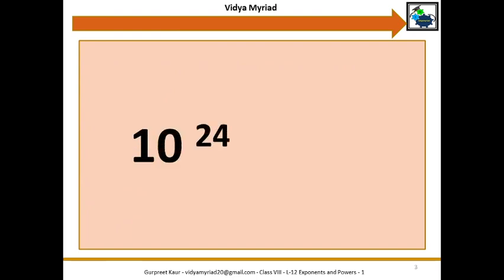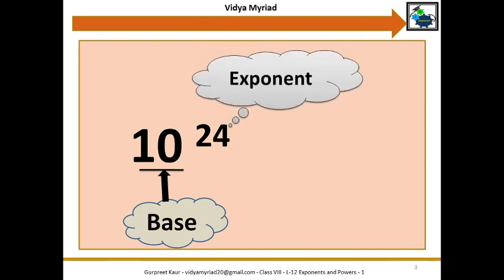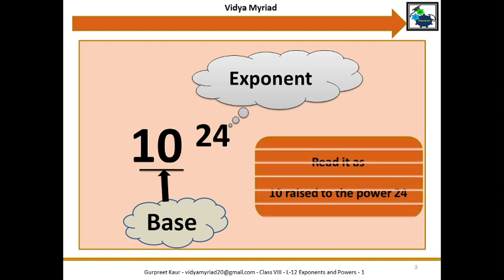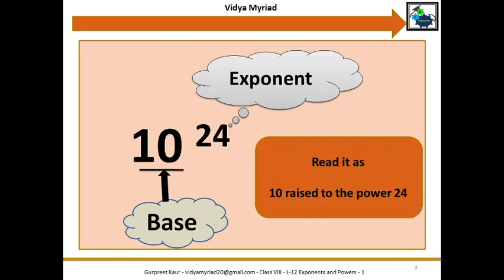Now if you look here, it is written 10 and 24. This 24 is a little on the upward side. So if I want to know what is 10 and what is 24, see that 10 is the base of a number and 24 is known as the exponent or power. Now how am I going to read this? It will be read as 10 raised to the power of 24.